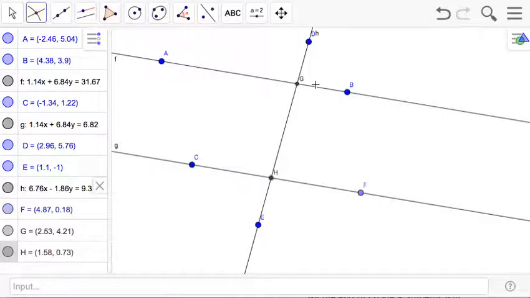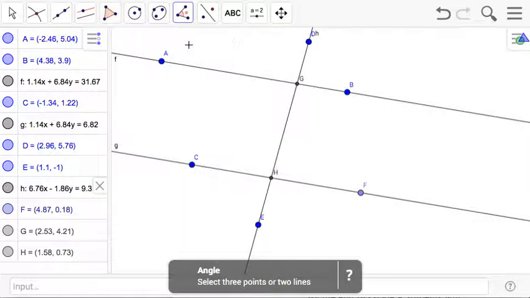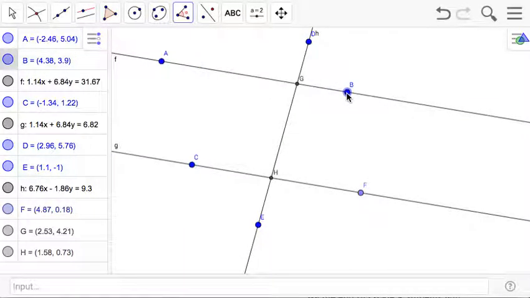Now what I want to do is measure this angle in here. It looks like BGD. So to do that in GeoGebra, you need to know that if this is the center of a clock, then we go counterclockwise to measure the angle that we want. So I'll go to my Measure tool, I'll select Angle, and I'll go BGD. And that gives me that angle there. It looks like it's about 84 degrees.